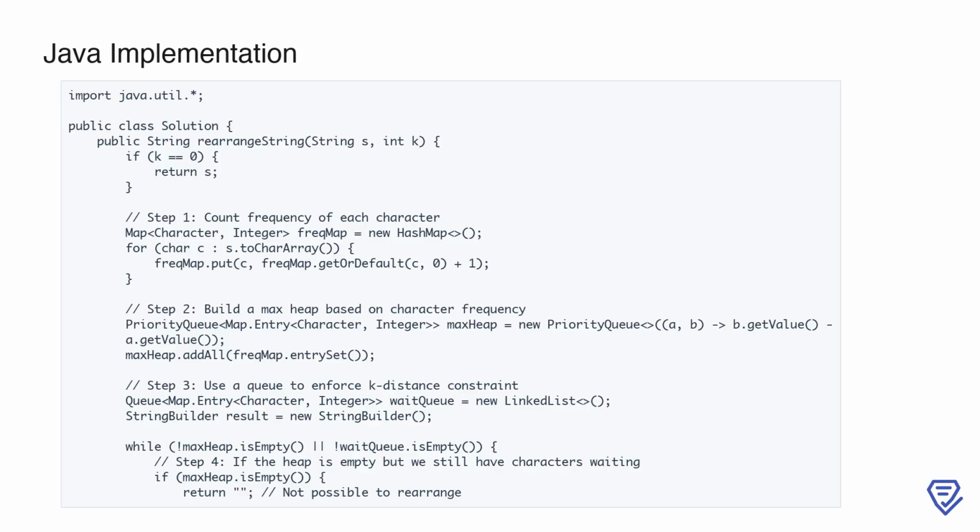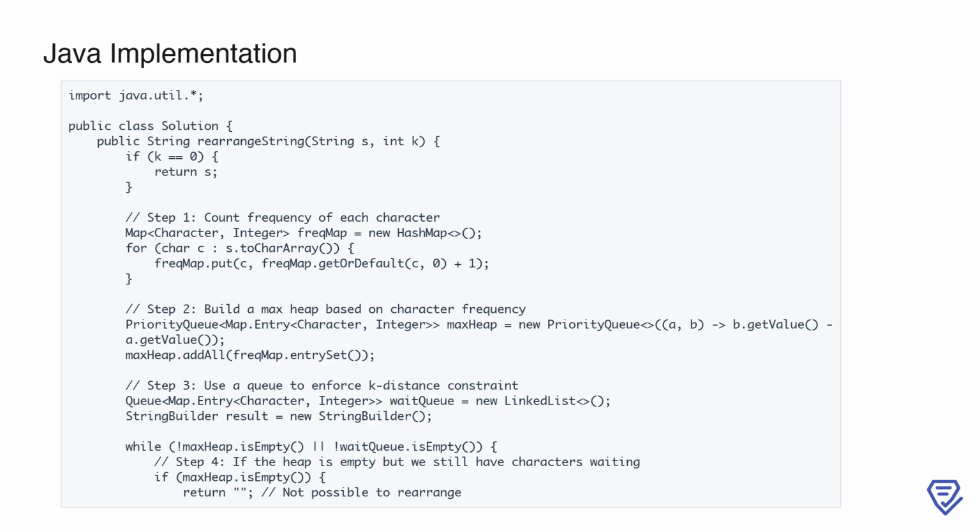Once we have the frequency map, we proceed to step 2, where we build a max heap to prioritize characters with higher frequencies. This is implemented using a priority queue with a custom comparator that sorts entries in descending order of their frequency. In step 3, we introduce a queue to enforce the k-distance constraint, which helps ensure that the same character is not placed too close together. We also initialize a string builder to construct the final result string.